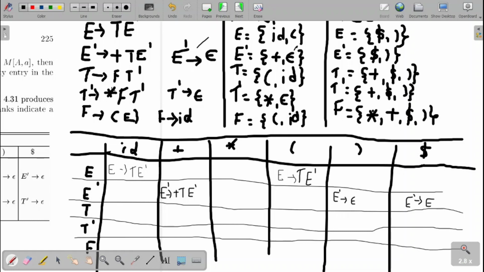Again, let us go with the T. T derives F T dash. What is the first of the T? Open parenthesis and the ID. So for the open parenthesis and the ID, we write that production: T derives F T dash. And for the open parenthesis again, we write T derives F T dash.